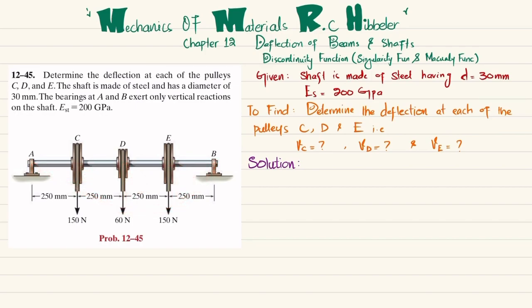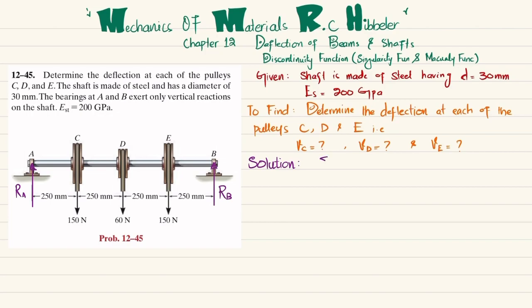When you remove the bearing at point A, you will have a reaction force acting upward. So this is RA, and if you remove the bearing at point B, there will be a reaction force which is represented as RB. So we'll find this RA and RB using equations of equilibrium.